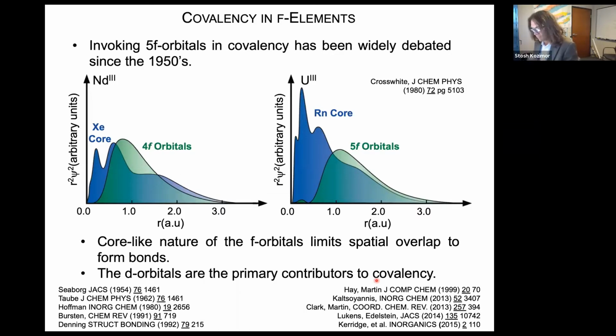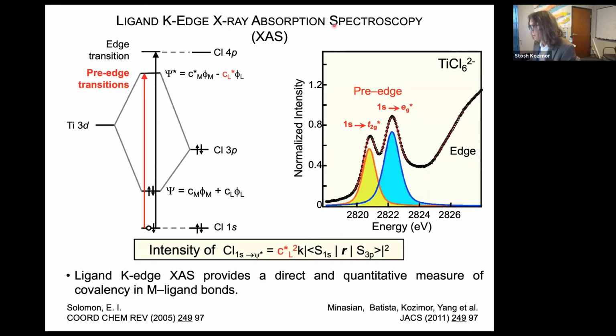And what we've been trying to do is better quantify the relative roles of the 5f orbitals for an actinide versus the 6d orbitals. And I think the technique that provided the best opportunity to do that is one called Ligand K-edge X-ray Absorption Spectroscopy. This is essentially just a XAS measurement, but instead of doing an excitation on the metal, we've been doing excitations on the ligand. In this case of titanium hexachloride, that would be chlorine.